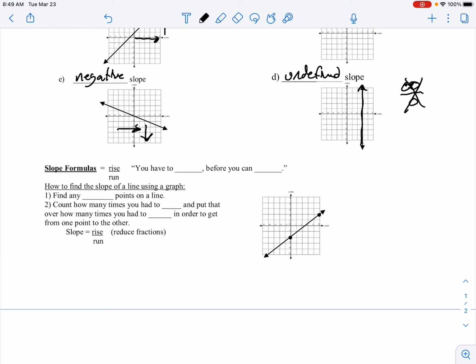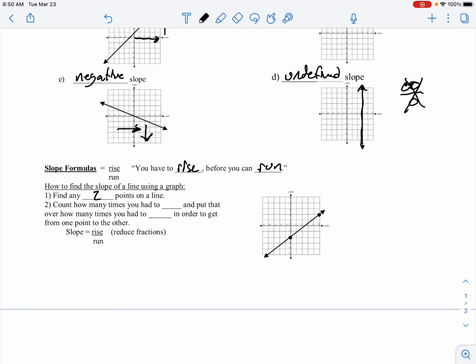All right, so the formula for our slope is rise over run. So we have to rise before we can run. So how to find the slope of a line using a graph? So we're going to find any 2 points on the graph that we want.